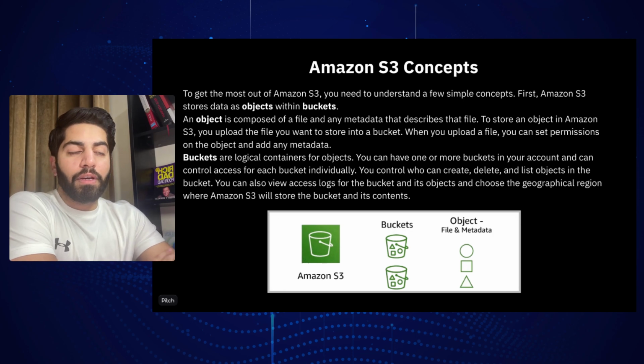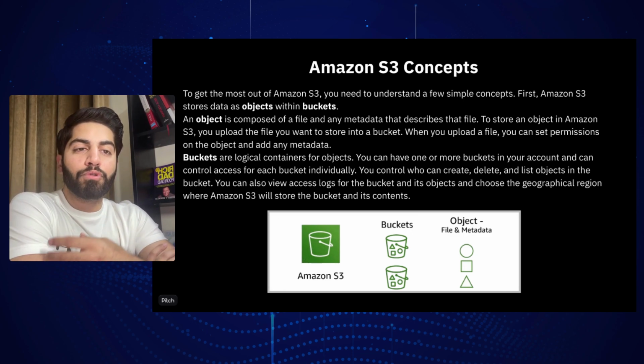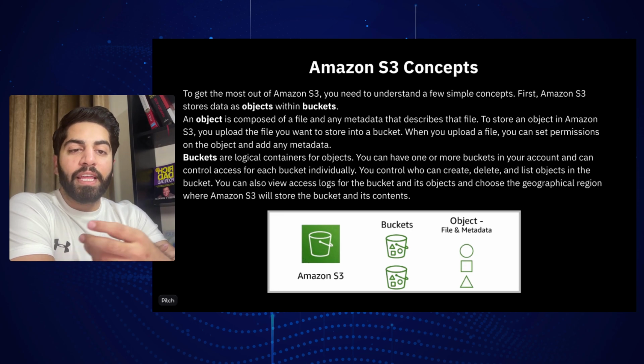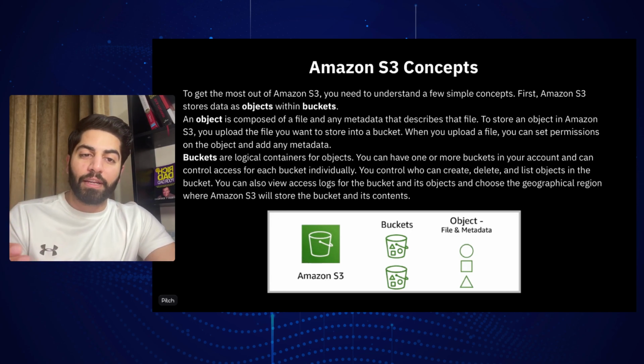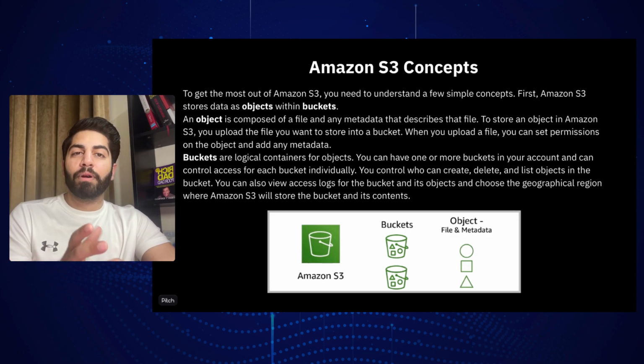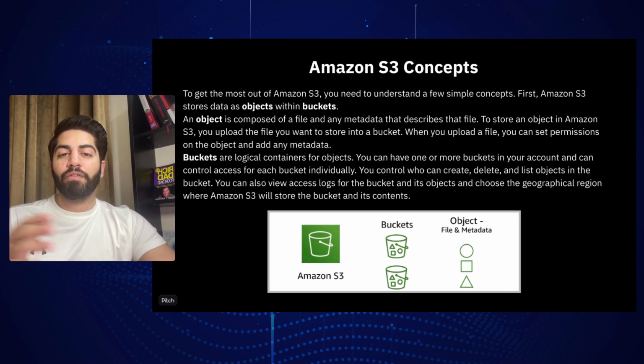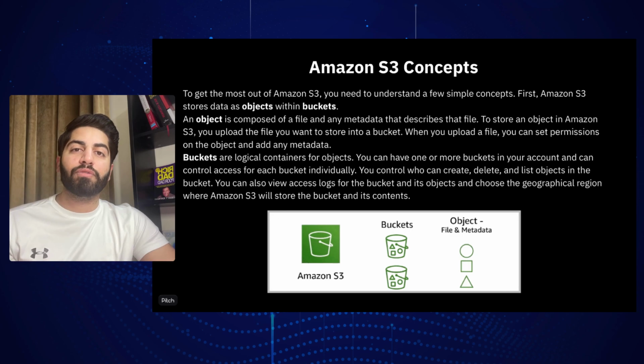Basically, S3 stores all the data in the form of objects within a bucket. An object is composed of a file and any metadata that describes the file. To store an object in S3, you upload the file you want to store into a bucket. When you upload a file, you can set permissions, like this file is available publicly, or this file is only available to authorized users.